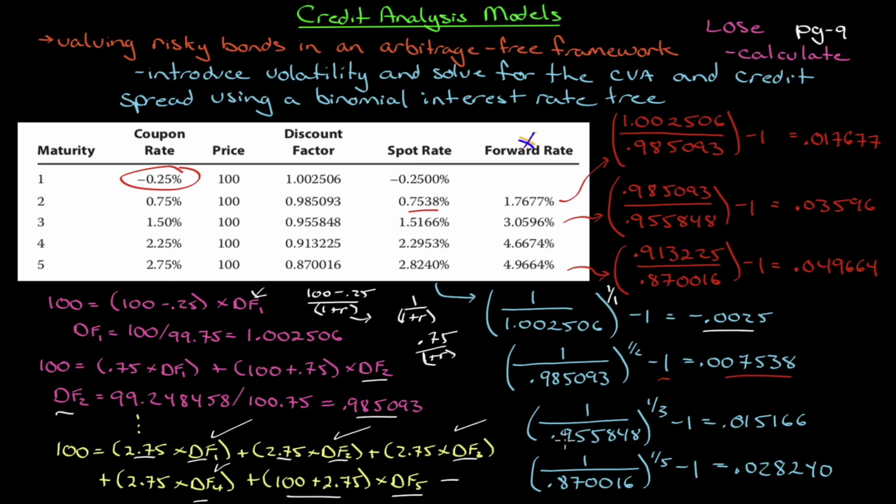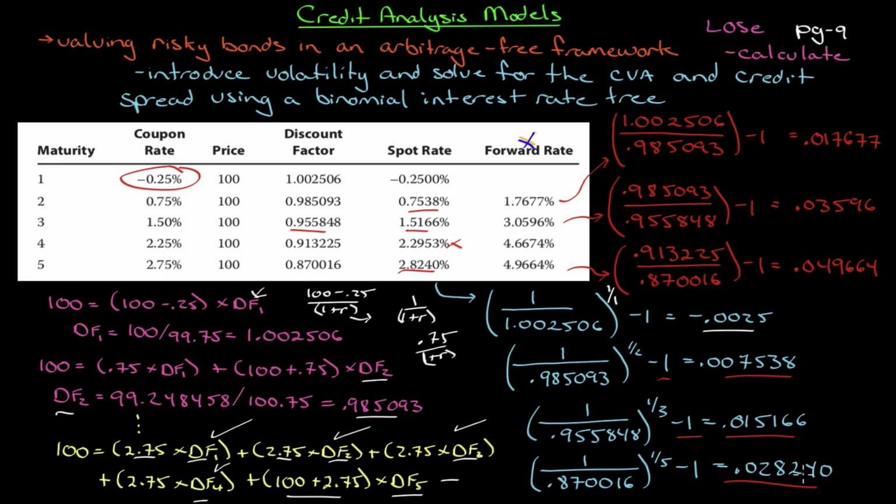To get the next one, 1 over, what's our discount factor? 0.955848. And since it's for 3 years, we would take the third root, or to the power of 1 over 3 minus 1. We get 1.5166%. And of course, the last one over here, I skipped the fourth one in case you're looking for the fourth. I just ran out of room. There we are. Now we need our forward rates.